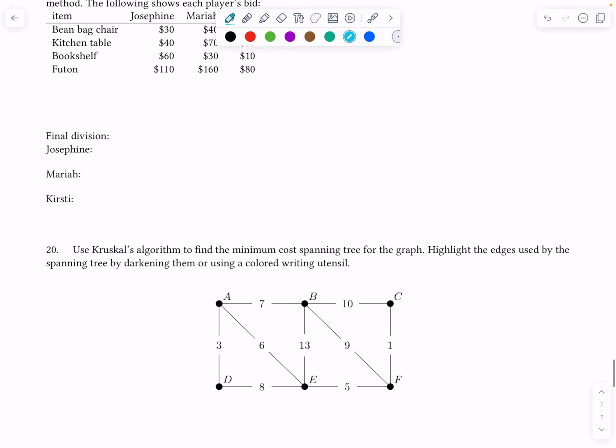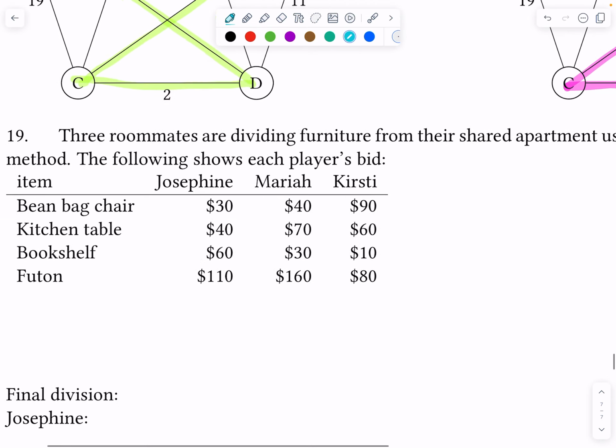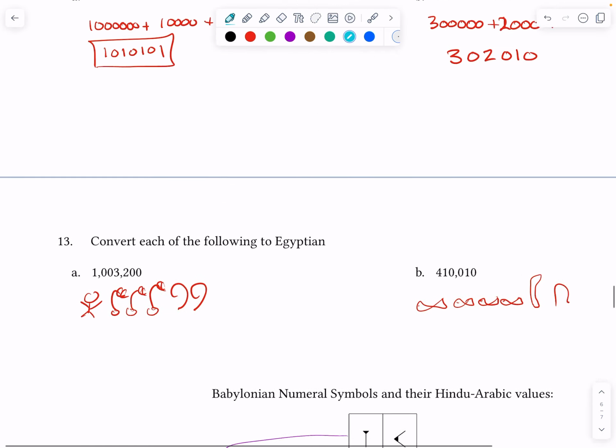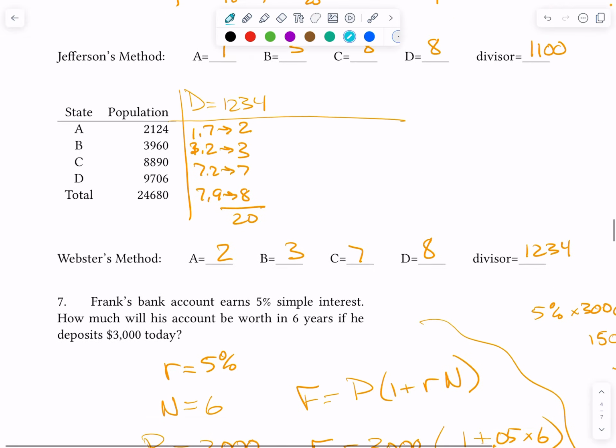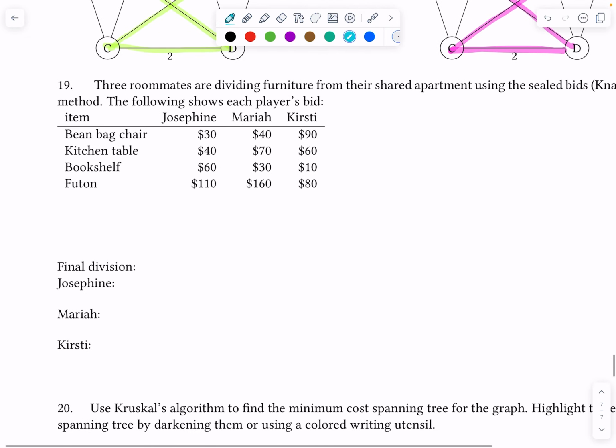Okay, so we have this next thing, these roommates that are dividing up. Unlike the previous one, I don't have all of the steps. I will have the steps on the actual test. So this one, we're going to just have to power through without having all the steps listed off. So let's go ahead and first of all figure out who is going to get each of the items.